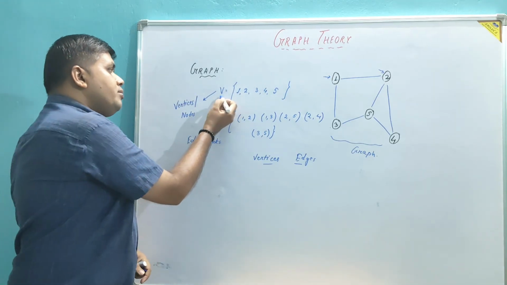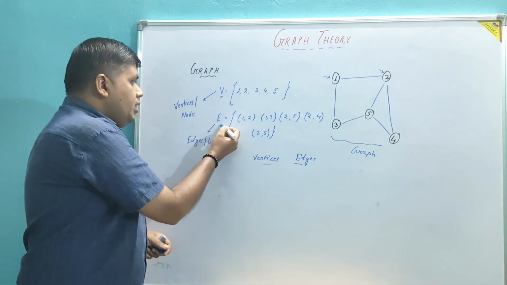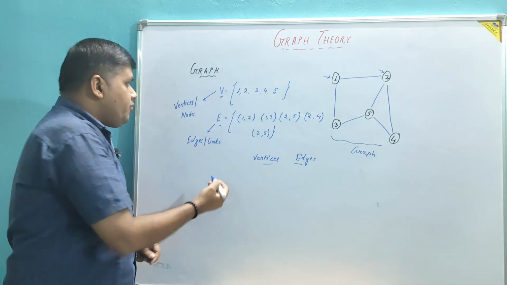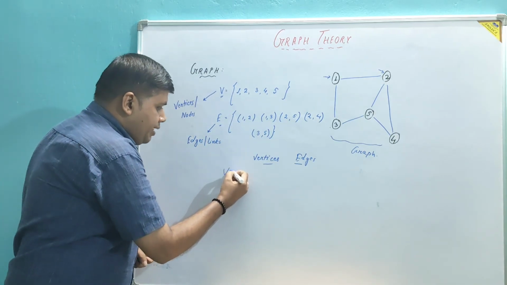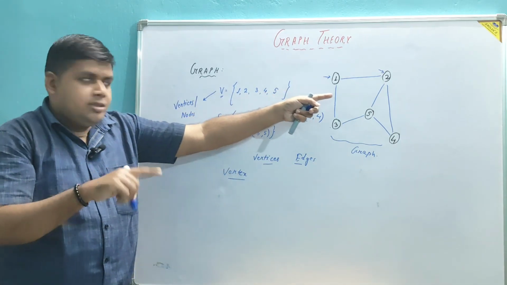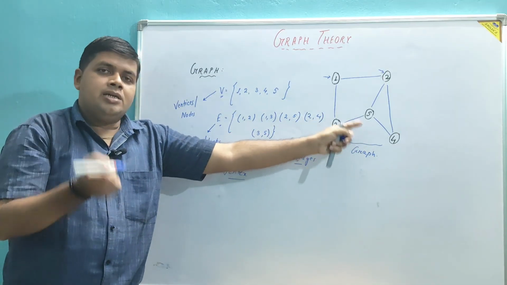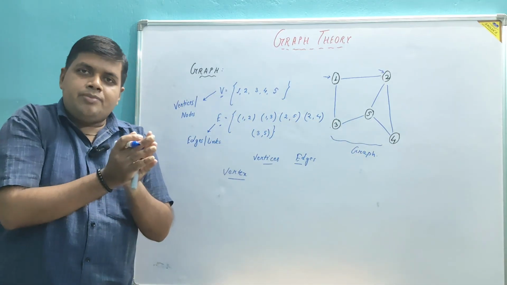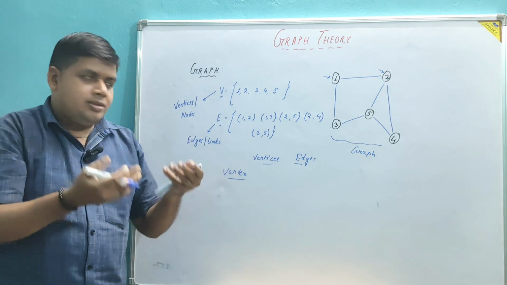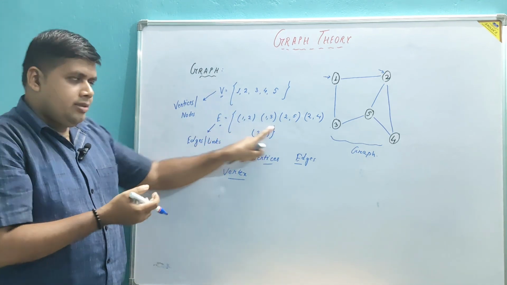The set of vertices is represented by V and the set of edges is represented by E. Vertices is the plural form, the singular form is vertex. So we can say 1 is a vertex, 2 is a vertex, 3 is a vertex, similarly 4 is a vertex, 5 is a vertex. A collection of defined vertex means vertices. So the defined vertices are this and defined edges are this.